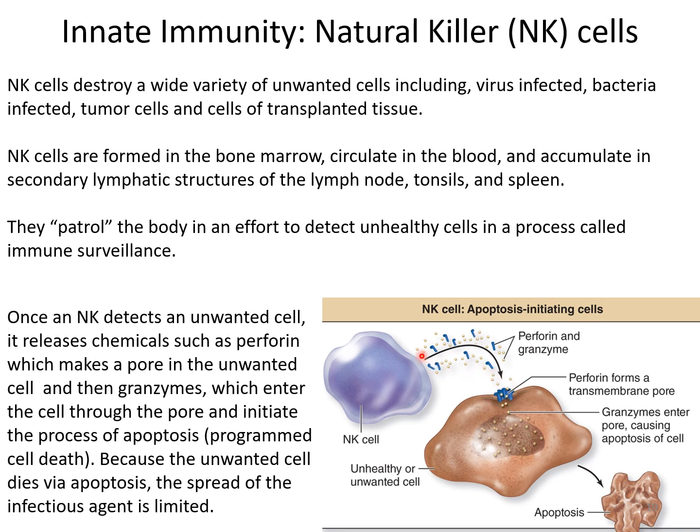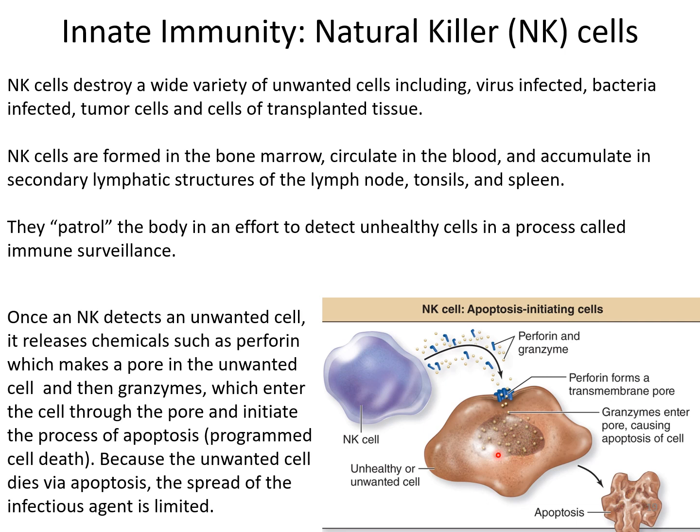So then the natural killer cell also releases these little spheres. These are granzymes, and the granzymes can enter the unwanted cell through that pore. Now, once that happens, the granzymes induce the process of apoptosis to kill the unwanted cell. So the perforin creates a pore, the granzymes initiate the process of apoptosis, so this cell will die. Now it's important that it dies specifically through apoptosis, because in that way it can't spread the infection.